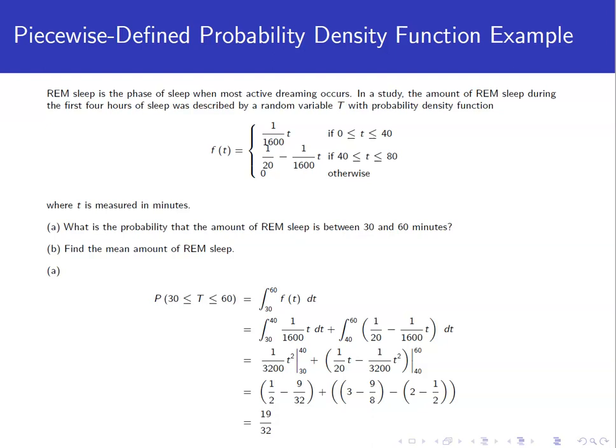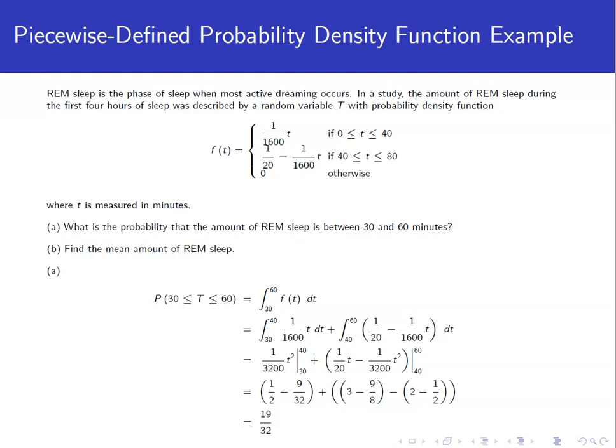So again, when we're asked to find the probability that we lie between two numbers, we do the integral from the lower number to the upper number of the probability density function. In this case, we'll do the integral from 30 to 60 of f of t dt. Notice that f changes definition at 40, so I have to split this integral up at 40.